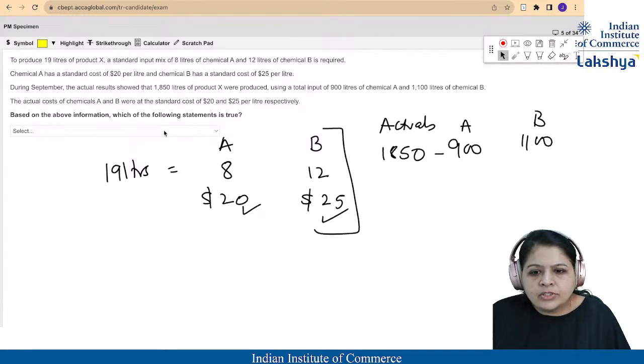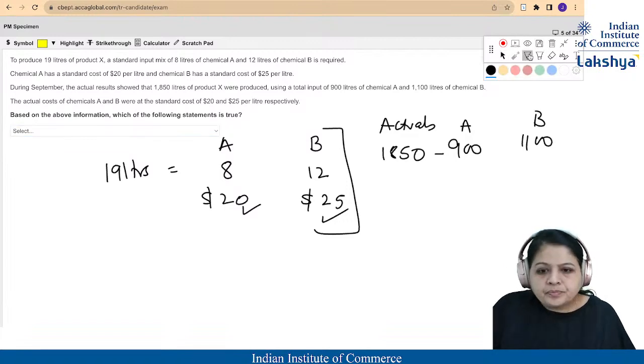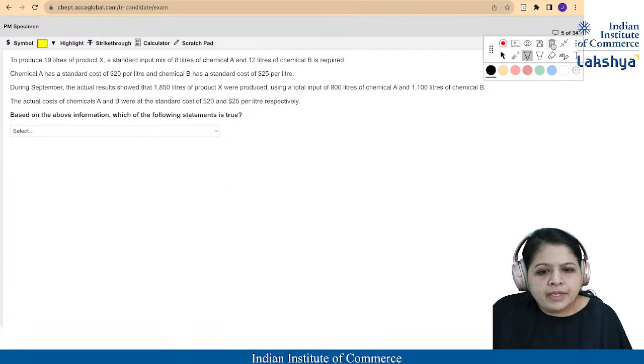Now we need to figure out which of the statements is true. So let's see what the statement options are. Both variances are adverse, both are favorable. Mix is adverse and yield is favorable. Mix is favorable and the yield is adverse. Now let's see what the answer comes out to be.